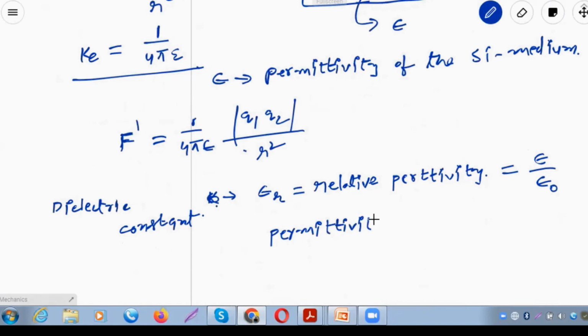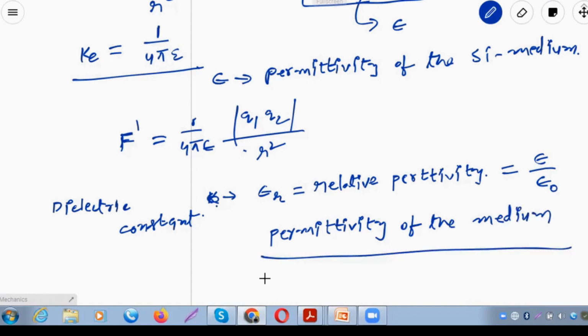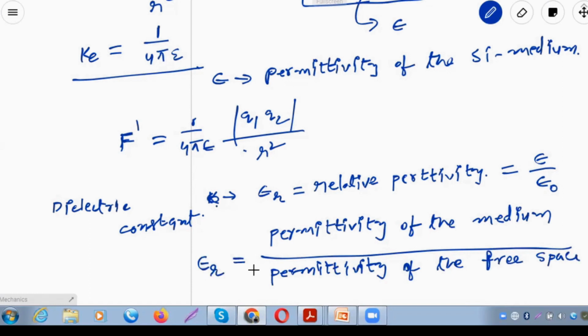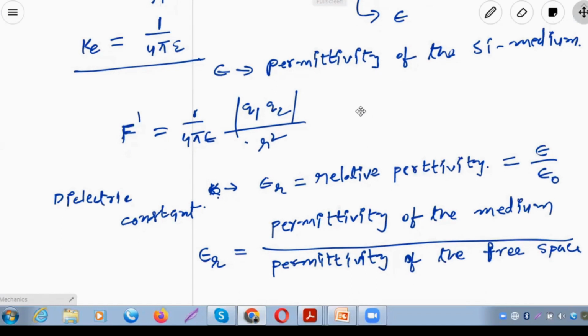Permittivity of the medium to the permittivity of the free space. That is called the dielectric constant, epsilon r, right? That is called the dielectric constant. Okay, sir.